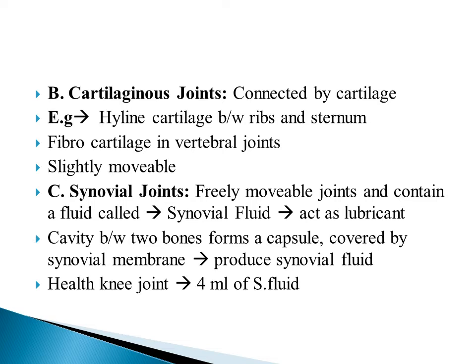The third type of joint is synovial joints. Synovial joints are freely movable joints and they contain a fluid that is called synovial fluid. This fluid acts as a lubricant. There is a cavity between two bones that forms a capsule and it is covered by a synovial membrane. The function of the synovial membrane is to produce synovial fluid. A healthy knee joint can produce 4 ml of synovial fluid.